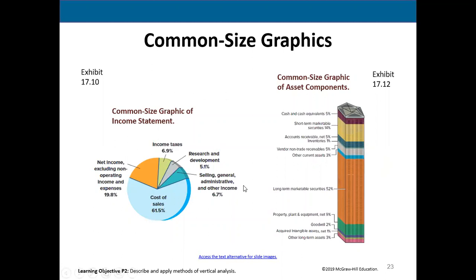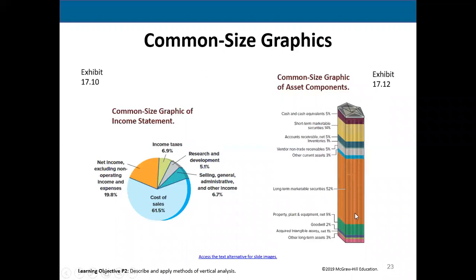So we could make what's called common size graphics. These are great Tableau things. Once we complete our analysis, make a picture of it. That tells you so much more. Look at this. If we did this as a pie graphic, sales being 100% of the pie, 61.5% of our pie is in buying inventory. 6.9% is paying taxes, 5.1%. Okay, and you can see how we can take and define.